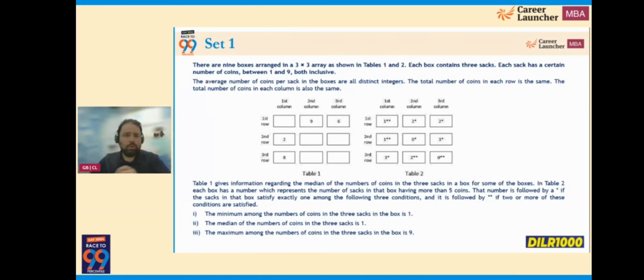What do I have? The average number of points per sack. There are 9 boxes arranged in a 3x3 array as shown in tables 1 and 2. Okay, so this is the box, sack, coin set. When I read it, I remember I had gone in and spoken about this. I understand this set. Each box contains 3 sacks. Each sack has a certain number of coins between 1 and 9 both inclusive.